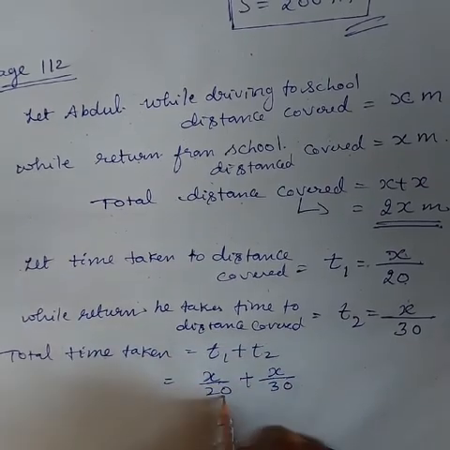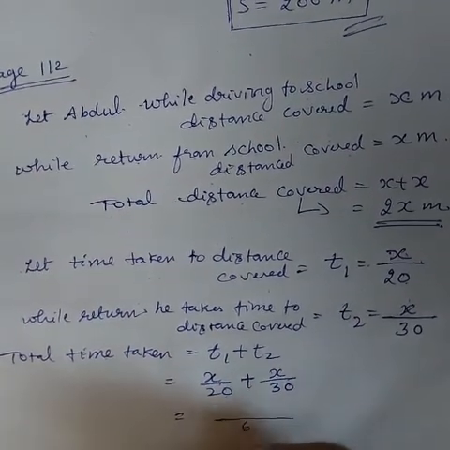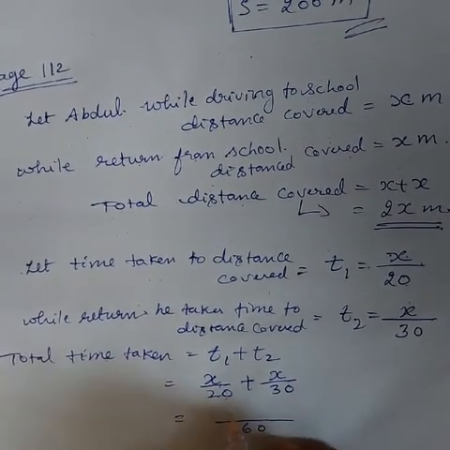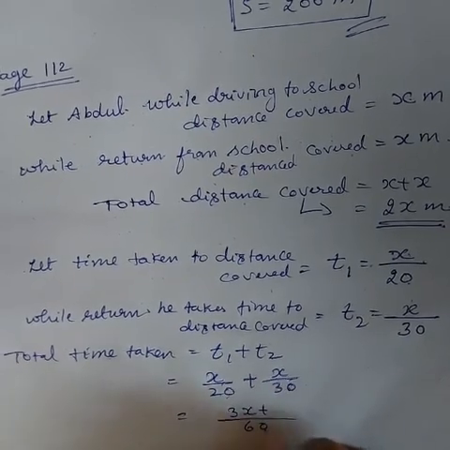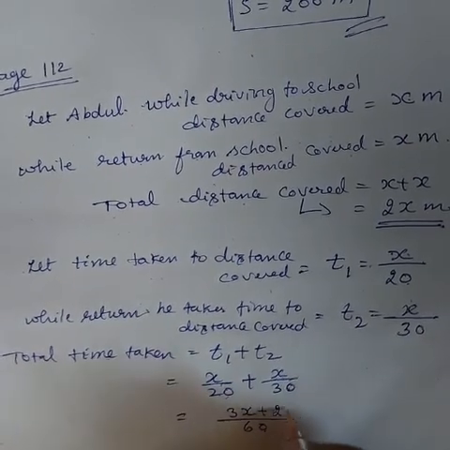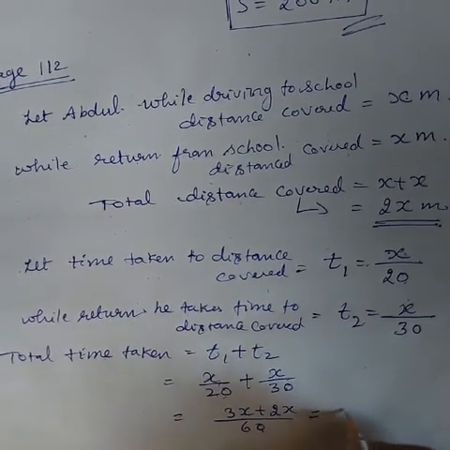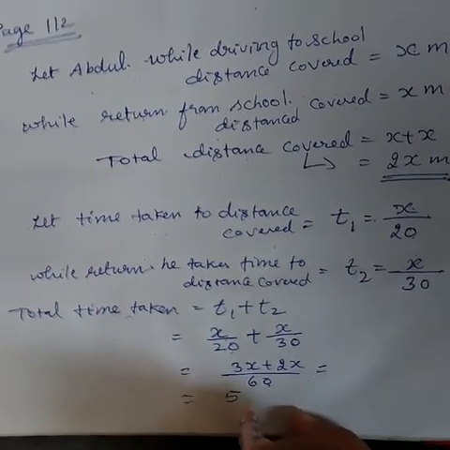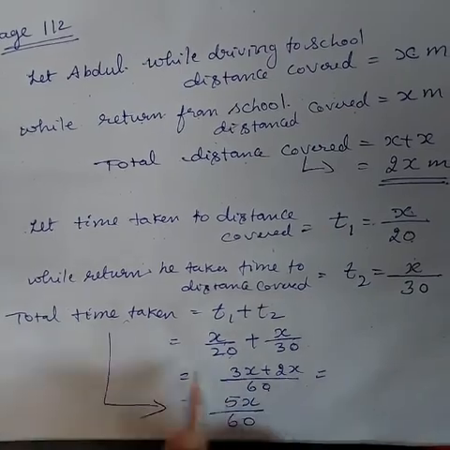What is the LCM of 20 and 30? The LCM is 60. So 60, how many times does 20 go? That's 3 times, 3x, plus in 30, 60, how many times does it go? 2 times. So total time taken is 5x upon 60.